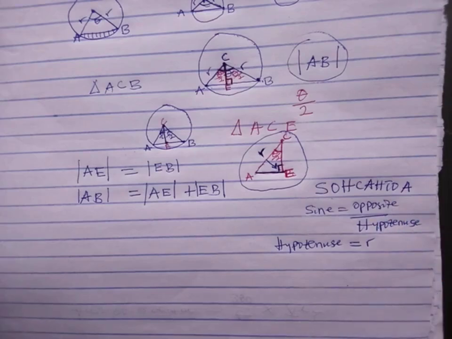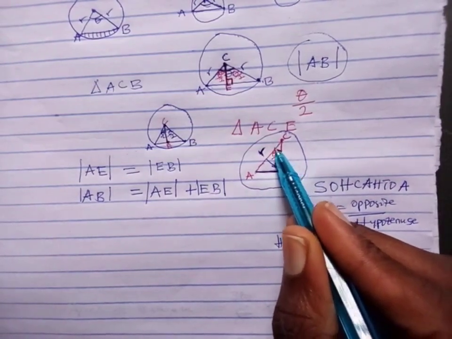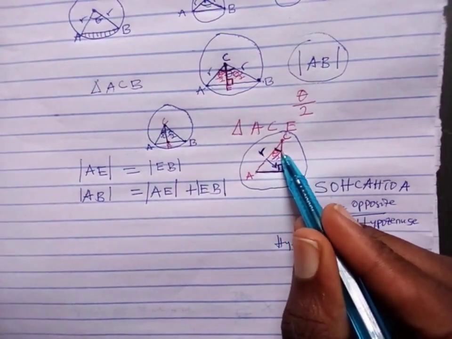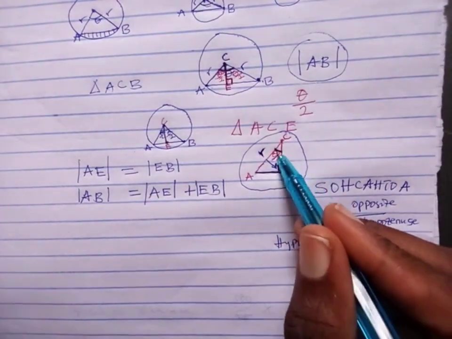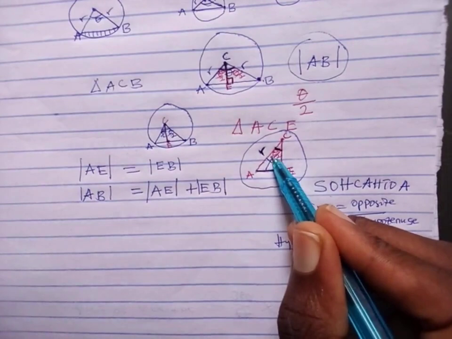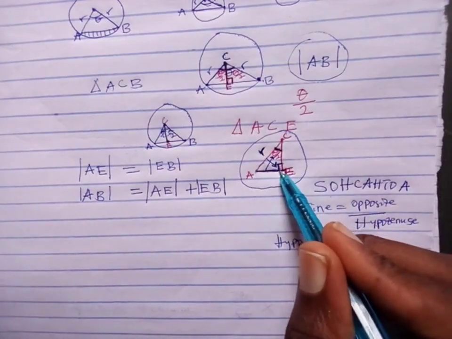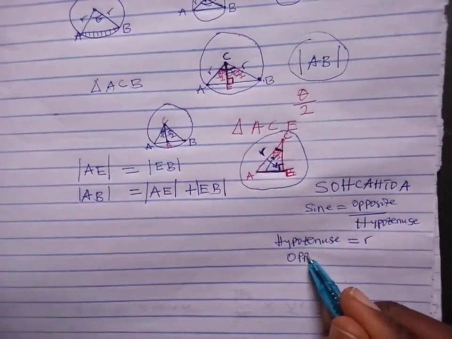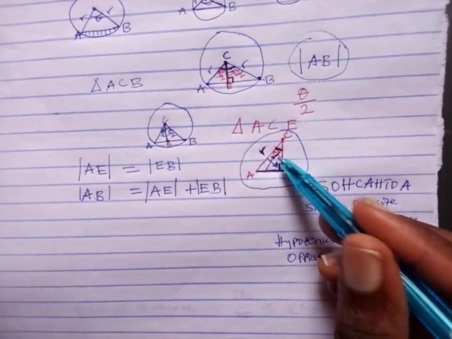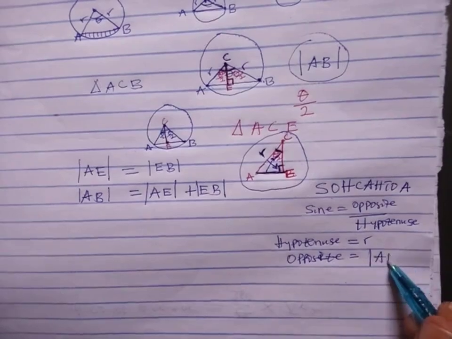Now, what is going to be our opposite? The included angle is positioned at this point. The included angle is theta over 2. The side of the triangle that is opposite to this angle is this side, AE. So AE is opposite to angle theta over 2. Opposite to the included angle that is given, which is theta over 2, is line AE.